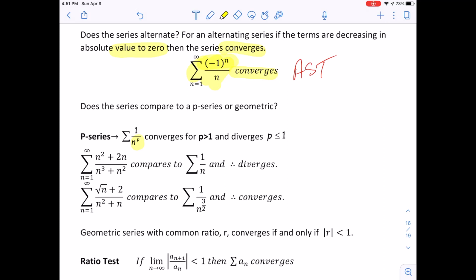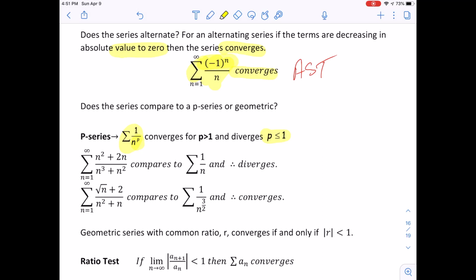If you have a really large denominator, you're going to be dividing by a much bigger number, making the terms of this series get really, really small. Now, if that p-value is not big, which means less than or equal to 1, our series is going to diverge because the denominator won't be as big. It'll be a little smaller.